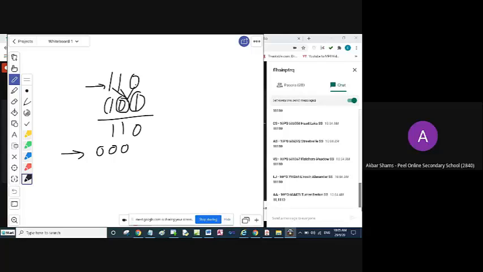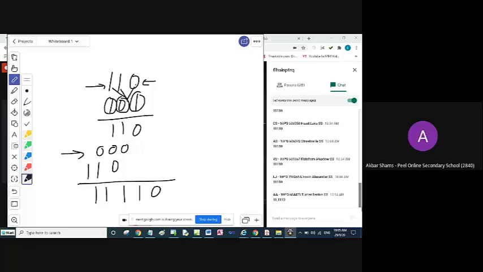The next one is 1. So I just copy this one and then shift it to the left. So it's going to become 110. Now I'm going to add 0, 1, and this 1 plus 0 plus 0 gives me 1. 0 plus 1 gives me 1, and then 1. So the answer is 4 ones and then 0.